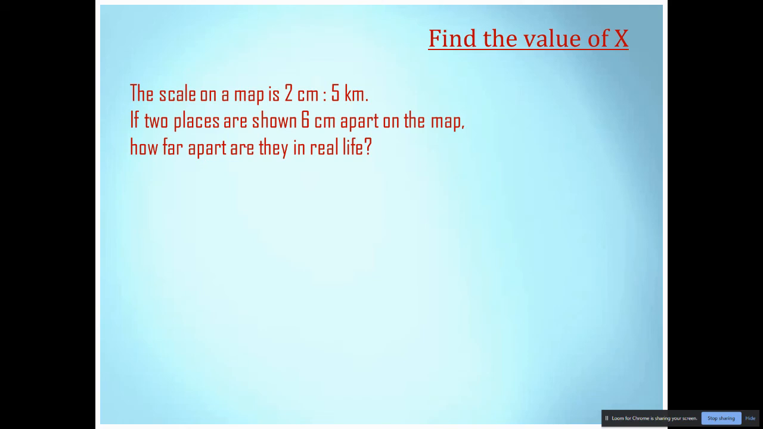The scale on a map is 2 centimeters to 5 kilometers. Okay, so in a map, when you see 2 centimeters, in real life, that is 5 kilometers. The problem is, if two places are shown 6 centimeters apart on the map, how far apart are they in real life? So we have these numbers here.